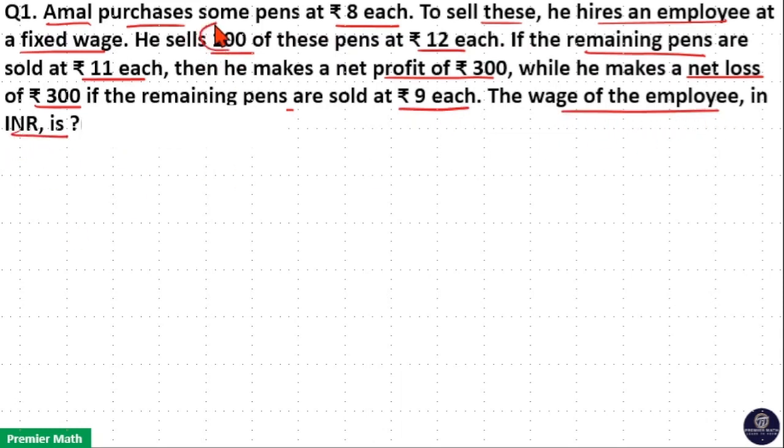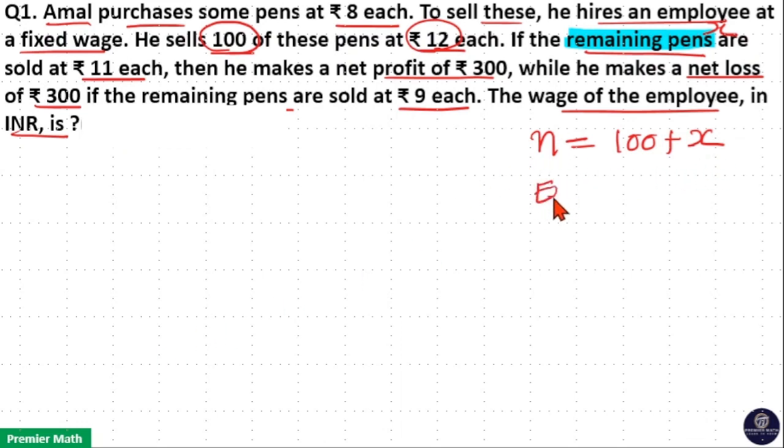Here, he sells 100 of these pens at rupees 12 each, which means the total number of pens is greater than 100. That is, total number of pens n is equal to 100 plus the remaining pens. I will take the remaining pens as x. Now 100 plus x is the total number of pens.